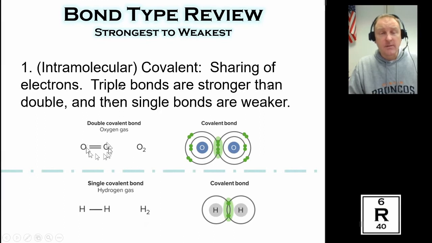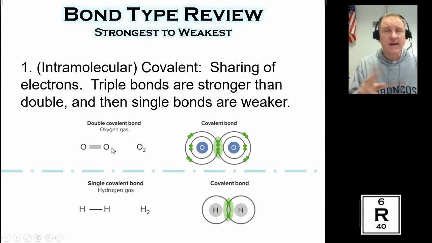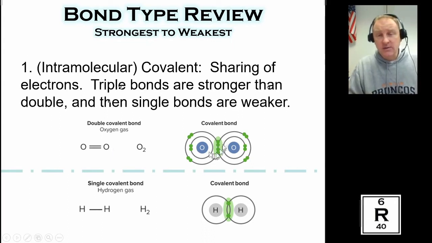Like the double bond between oxygen, and you have a single bond between the hydrogens here. We could have triple bonds between two nitrogens. And so this covalent bond, this sharing, is very, very strong.